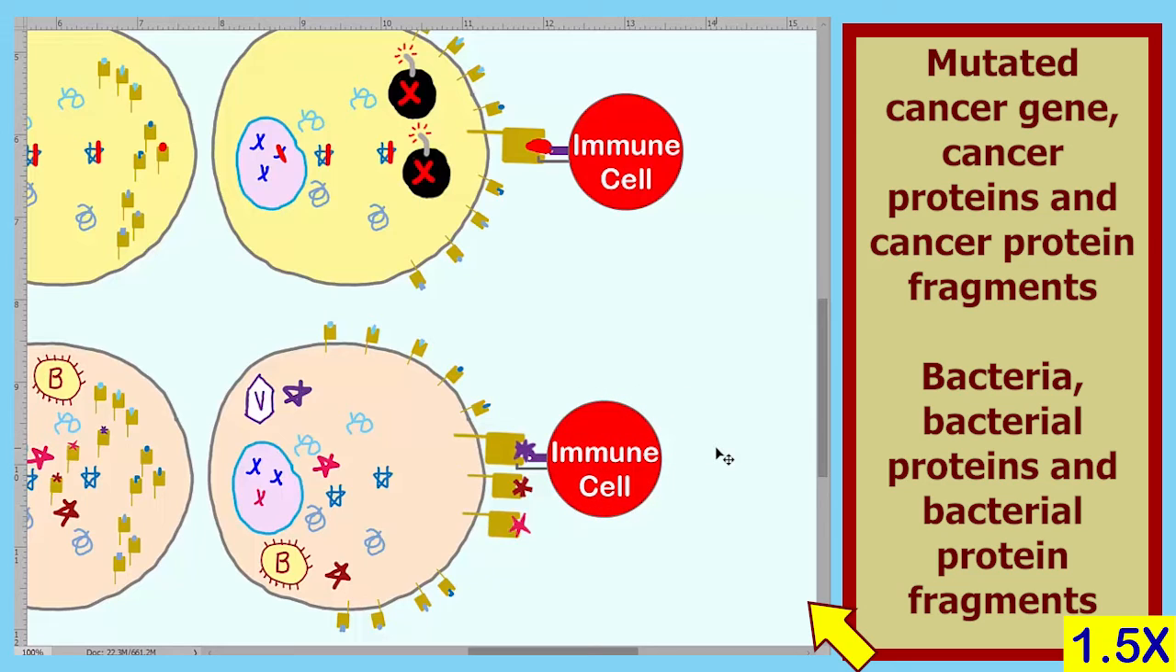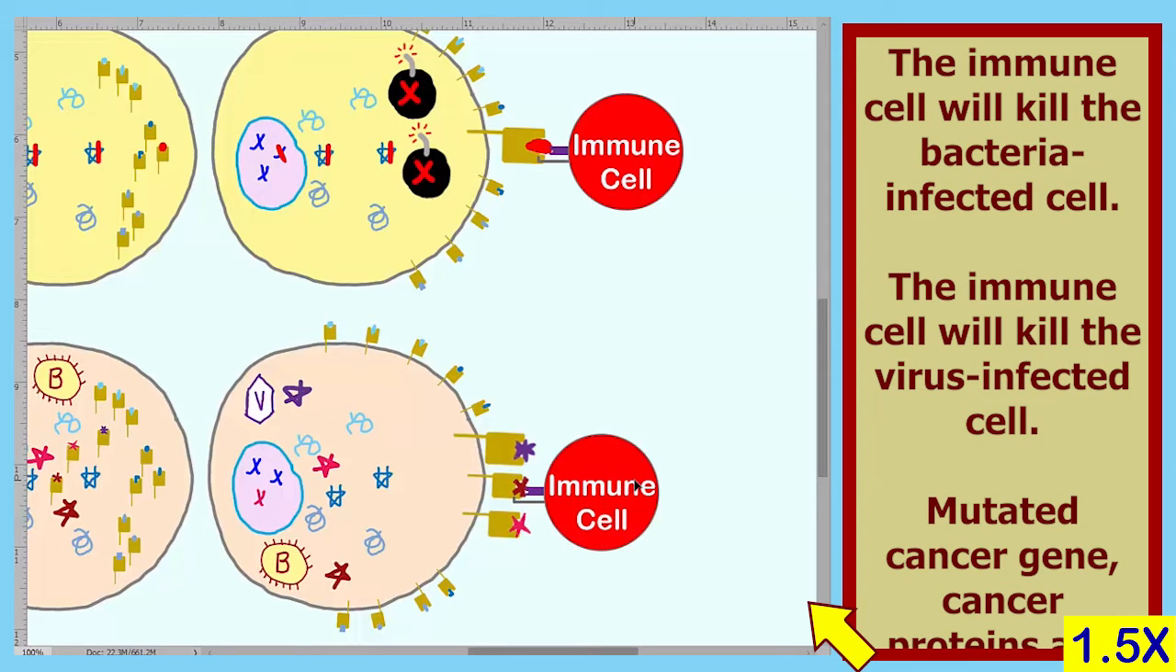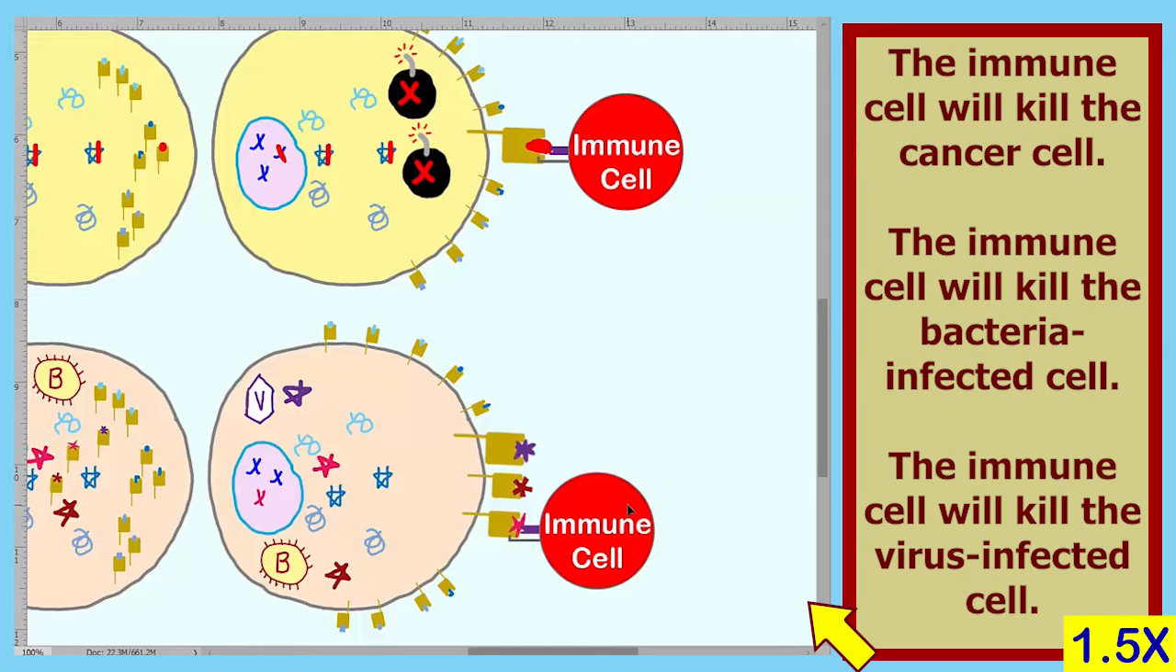When the special immune cell binds to the first fragment, it will say to itself, this is a viral protein fragment. This cell must be infected with a virus. I must kill it. When the immune cell binds to the second fragment, it will say to itself, this is a bacterial protein fragment. This cell must be infected with bacteria. I must kill it.